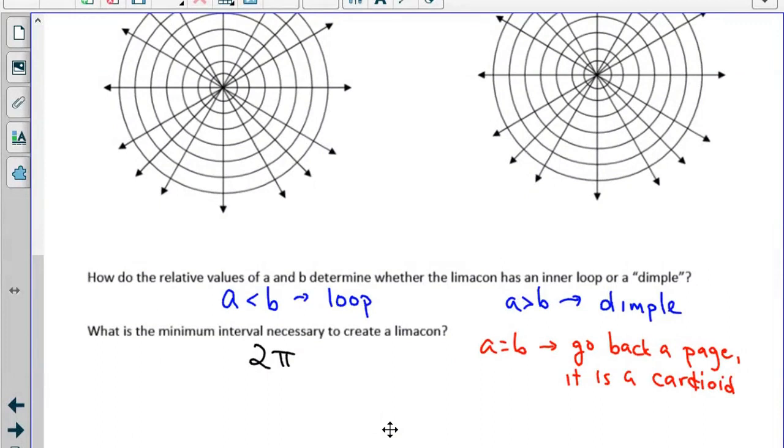So how do the relative values of A and B determine whether it's an inner loop or a dimple? If A is less than B, notice each time we had a loop, that occurred when we had parts A and C. When we had parts B and D, those were dimples. If A equaled B, it was a cardioid. And the minimum interval was 2π.